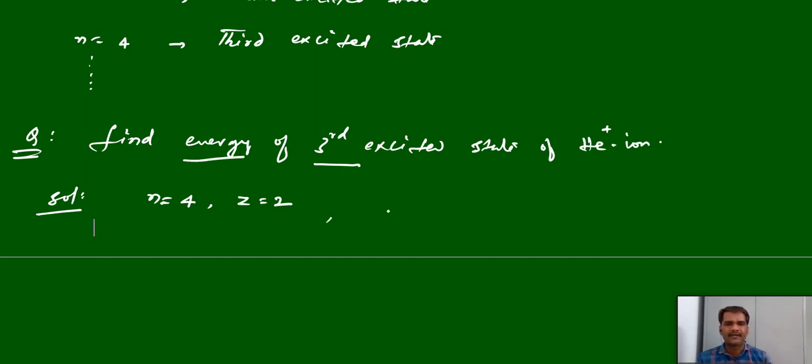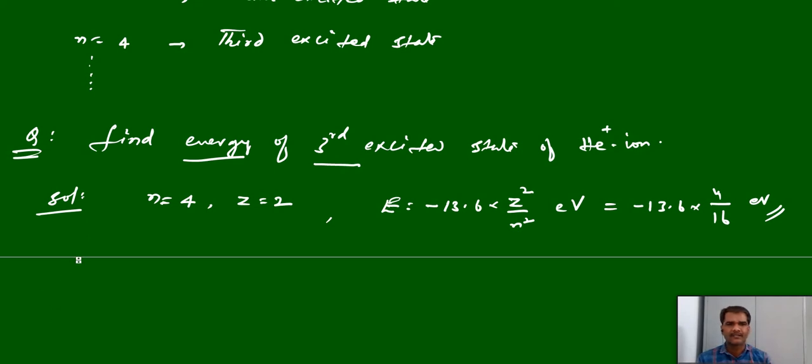What formula we have for energy? E equal to minus 13.6 Z square by n square. This is in terms of electron volts. Here you know the Z value, here you know the n value. You substitute there, you will get minus 13.6 into 2 square, 4 by 4 square, 16. So minus 13.6 by 4. So that is the answer. Like this you have to calculate.